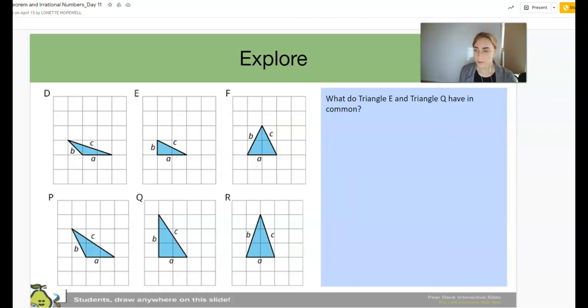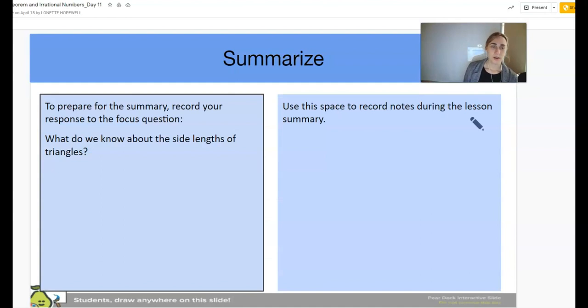And finally, moving on to slide H, our summarize section, where we're going to bring everything together. So to prepare for this summary, you're going to record your response to the focus question, which is, what do we know about the side lengths of triangles? And you want to think specifically about your experiences today and how they helped you answer that question. As always, you can use the space on the right to record any notes from this lesson that you want to remember for the future.